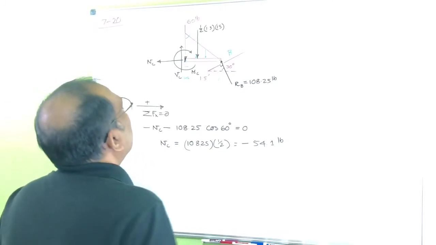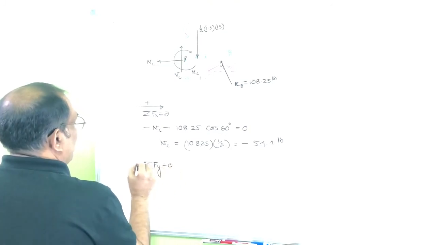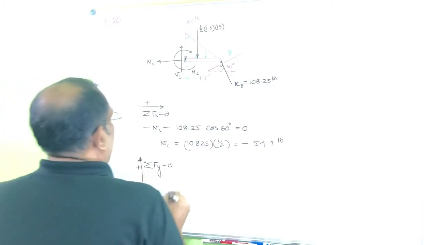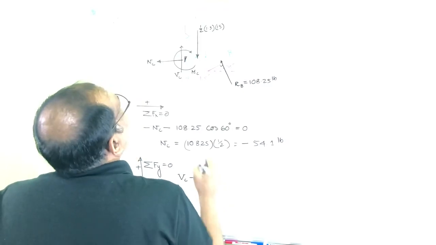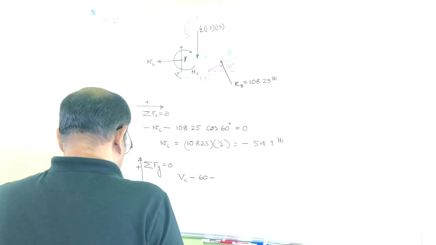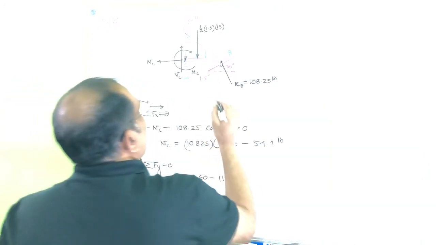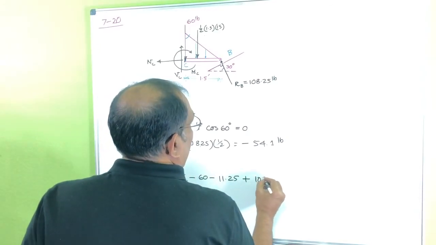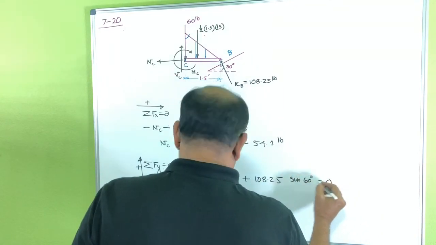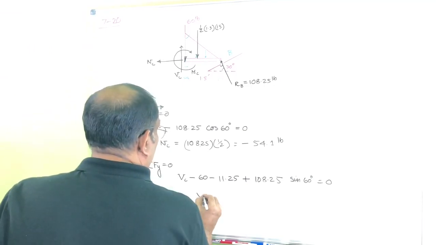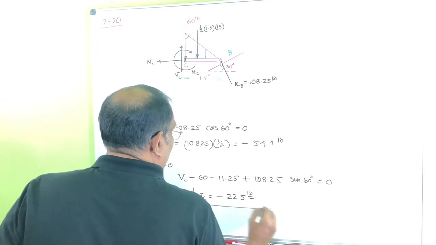Okay, now let's try to find out the VC. I can take the summation of forces in the y direction. So you can see your VC minus 60 minus 11.25 plus 108.25 sine 60, that's equal to 0. So your VC equals minus 22.5 pounds. Okay, so that's a negative shear.